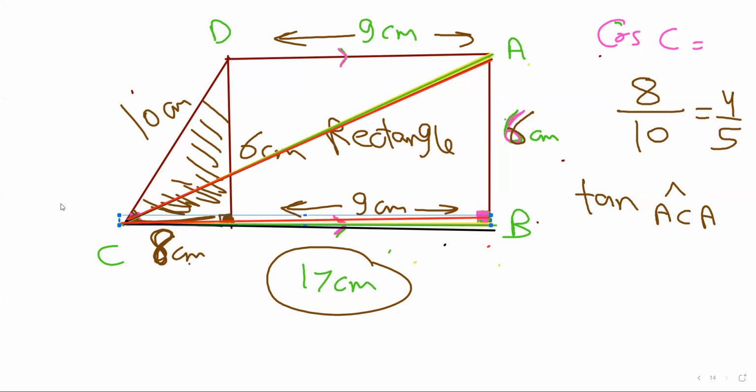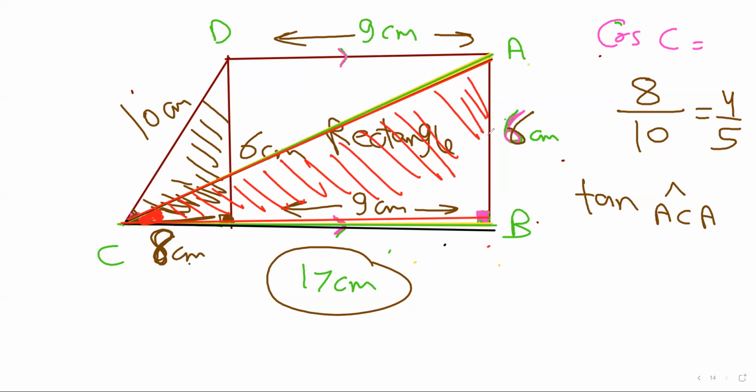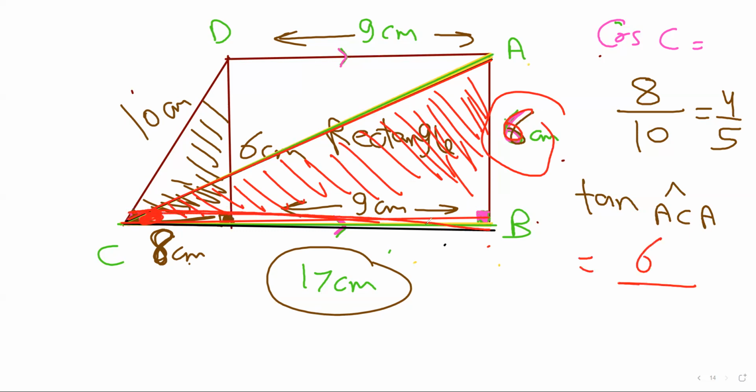What is the tan ACB? Tan is equal to what? Tan is opposite over adjacent. In this triangle here, where is the opposite? The opposite AB is 6. That's the opposite. So it's 6 over the adjacent. This is the adjacent. It's 17. Did you get it, Omar?